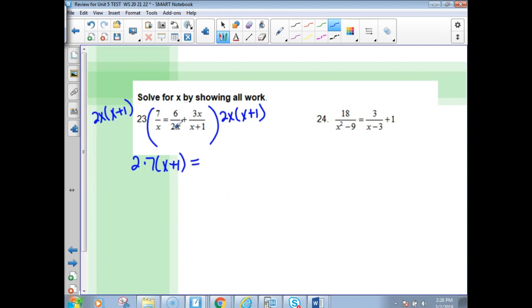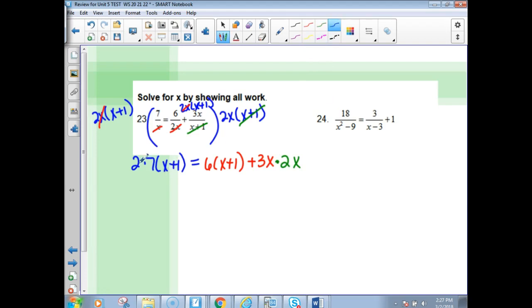If I multiply 6 over 2x by the whole LCD, maybe I'll show this. In here, when I did this one, I got rid of that. That's why it's 2 times 7 times x plus 1. On the right side, the 2x would cancel out, so I'd have 6 times x plus 1. And then I have a plus sign, and I've got a 3x. And what's going to cancel out would be the x plus 1. So I have to multiply 3x times 2x.